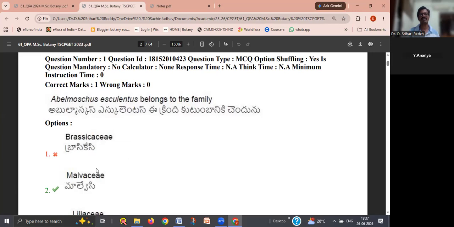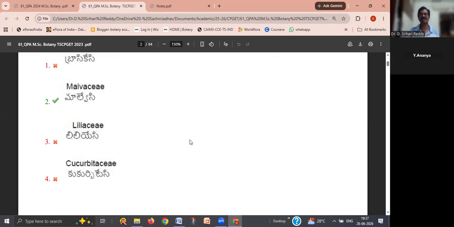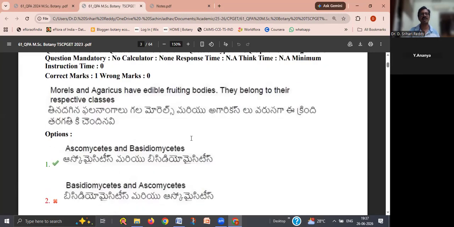Okay, it belongs to the family Malvaceae. So you should remember some of the plants. And Morels and Agaricus have edible fruiting bodies. They belong to their respective classes. So these two are used, okay, as a food material.